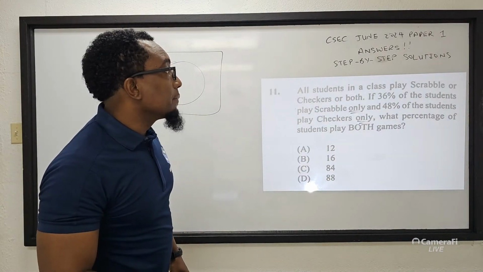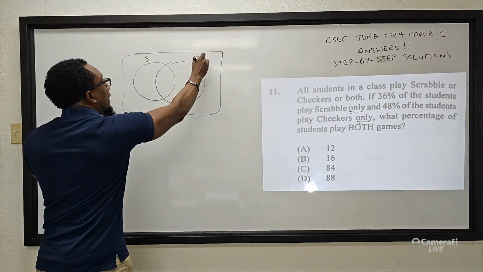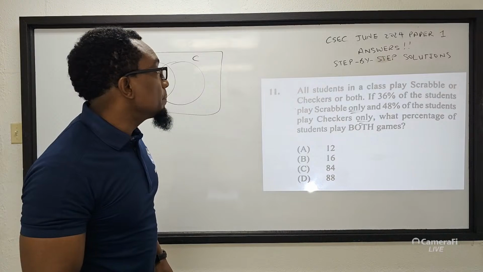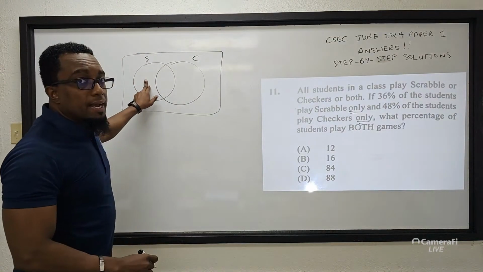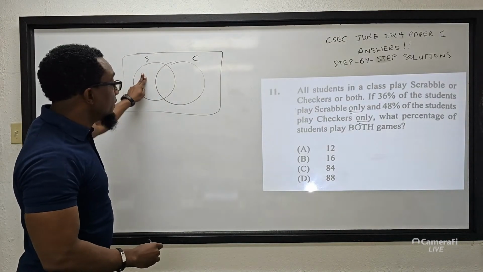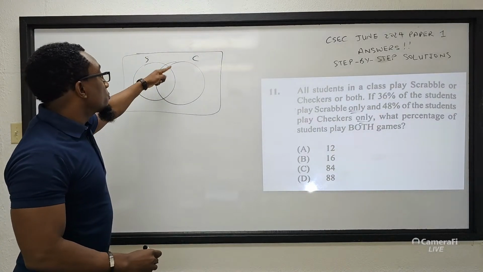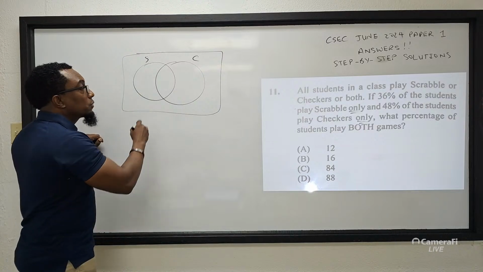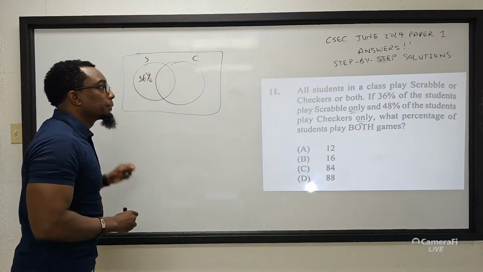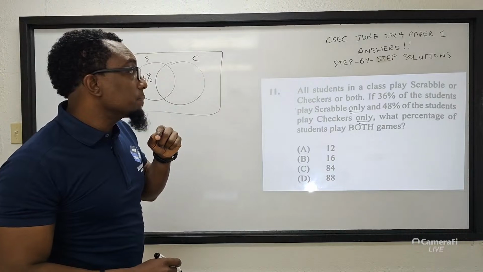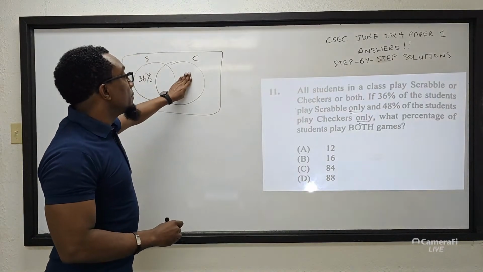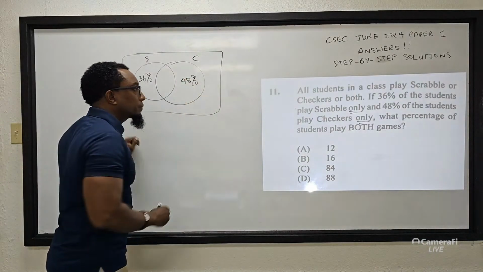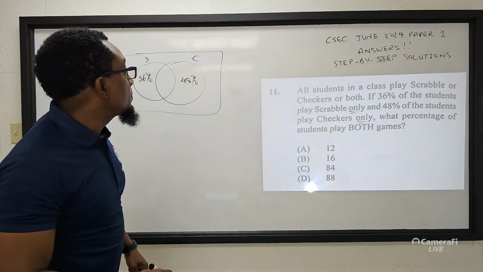Scrabble and checkers. It states here that 36% of the students play Scrabble only. So in this Venn diagram, Scrabble only will be this region here. Scrabble is the entire circle, but this region represents Scrabble only. So 36% will be placed here. And 48% of the students play checkers only, so checkers only will be this region. What percentage of the students play both?